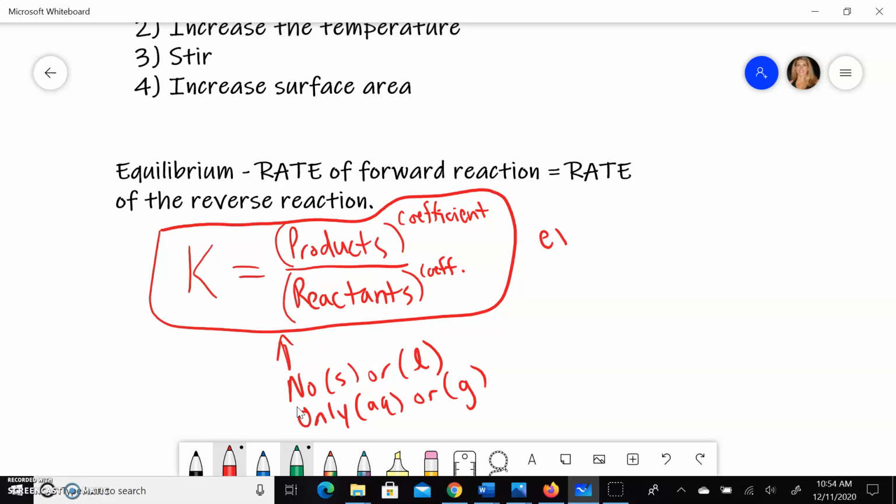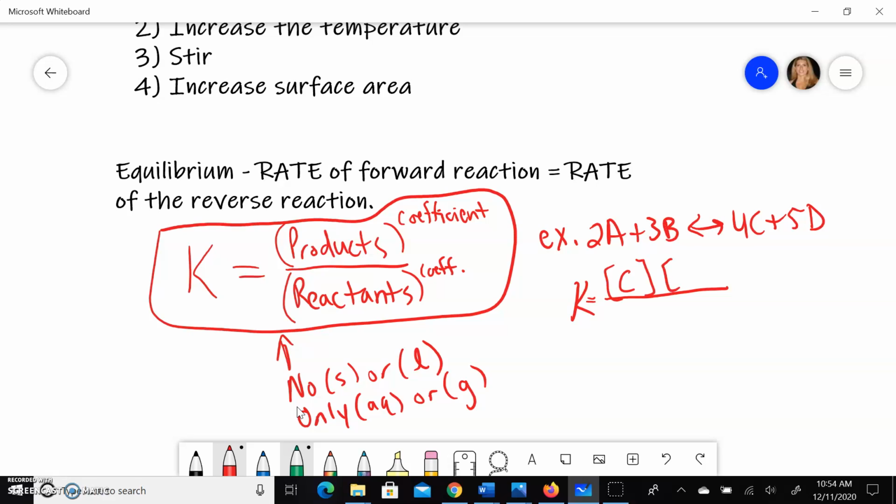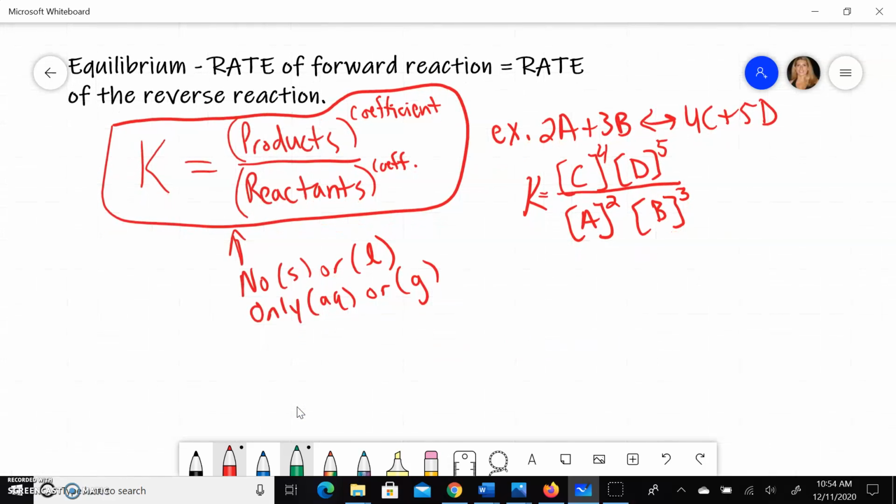Let's just do an example real quick. So if you had 2A plus 3B yields 4C plus 5D. Assuming these are all either gases or AQ, we're going to put C and D on the top because they are products, and we're going to put A and B on the bottom because they are reactants. And then all of the coefficients are going to become exponents. So 2 for A, 3 for B, 4 for C, and 5 for D. And then if they give you numbers, then you just plug it in and you can calculate K.